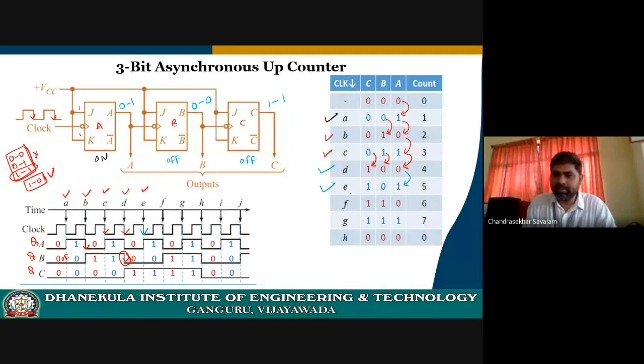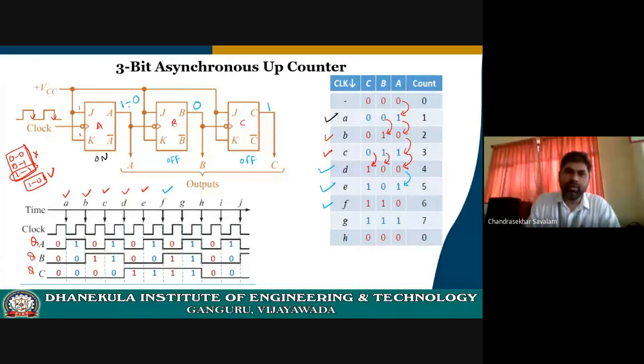Okay. So now, students, this is the 5th clock. Coming to the 6th clock, first of all, we need to write what are the present states. So C is 1, B is 0, A is 1 now. So QA is 1, QB is 0, QC is 1. This is the present state. Coming to the 6th clock, the first flip-flop is on, previous state is 1, present state is 0.